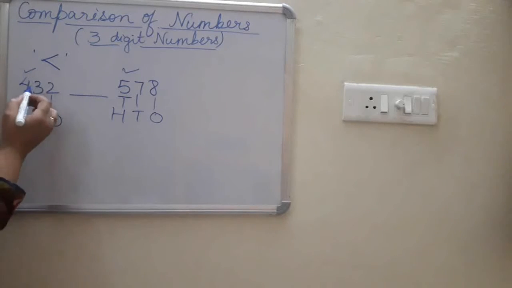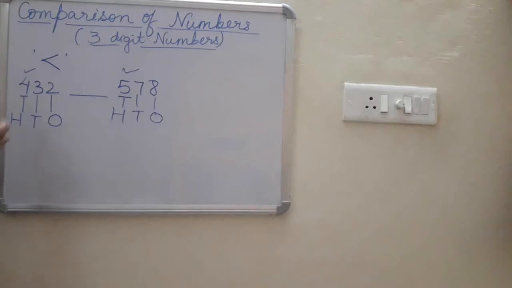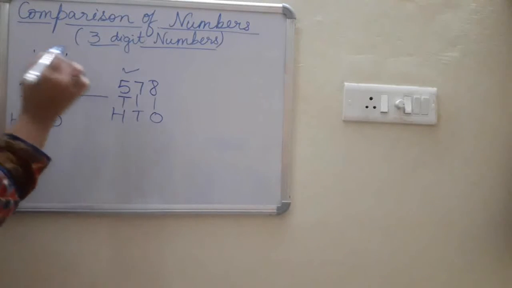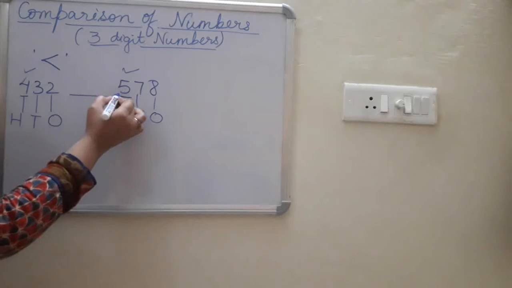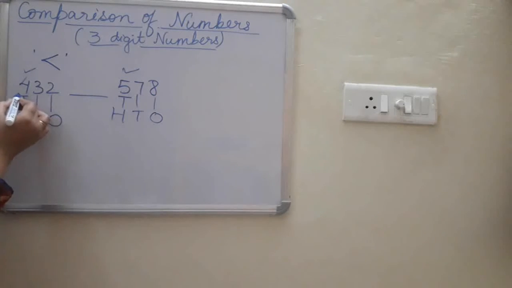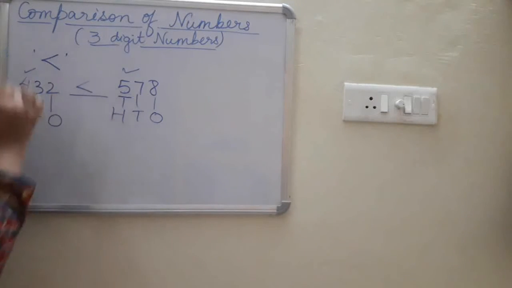Okay, so first of all we will compare the digit at hundreds place. Here the digit is 4 and here the digit is 5. Now children, can you tell which digit is greater? 4 is greater or 5 is greater? The digit 5 is greater. So it means the number 578 is greater than number 432. So which sign are we going to put? We are going to put this sign.